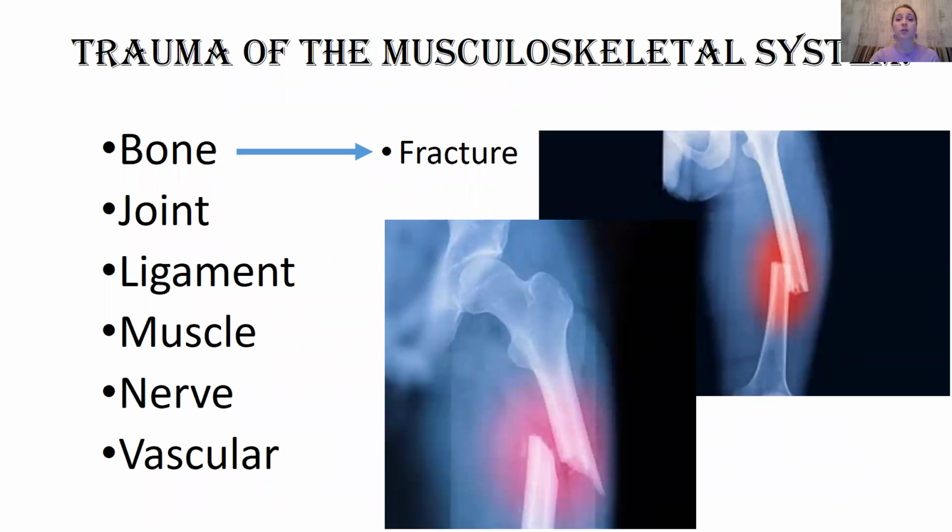But we have to remember that there is always some degree of soft tissue injury with a fracture. If we speak about the trauma of the musculoskeletal system, we understand that it can involve bone, joint, muscle, ligaments, nerve, vascular structures, or sometimes all these structures. So we will analyze bone. If we speak about the trauma of bone, it's always a fracture. We will analyze the topic of fracture in detail later.